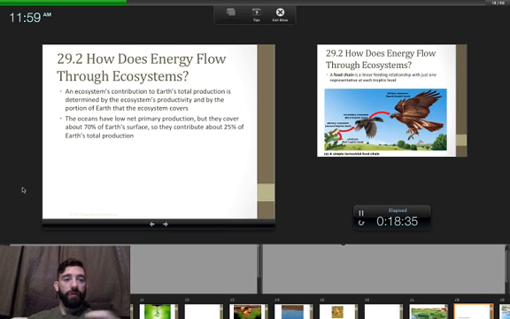It matters also how much land area a particular ecosystem occupies, right? So even though oceans have very low net primary production, they are collectively a fourth of the Earth's total production. And that's because they cover 70% of the planet's surface.